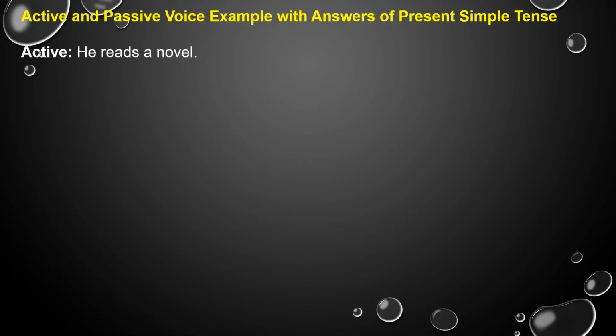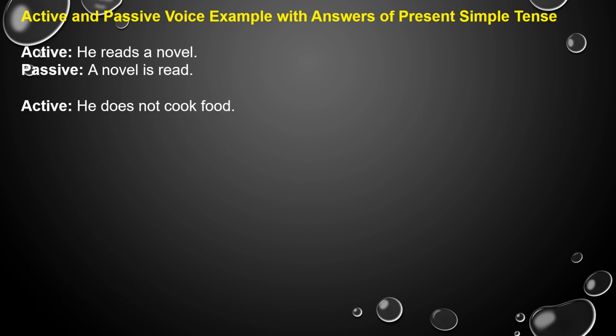Examples. Active voice: He reads a novel. Passive voice: A novel is read by him. Next, active voice: He does not cook food. Passive voice: Food is not cooked by him.